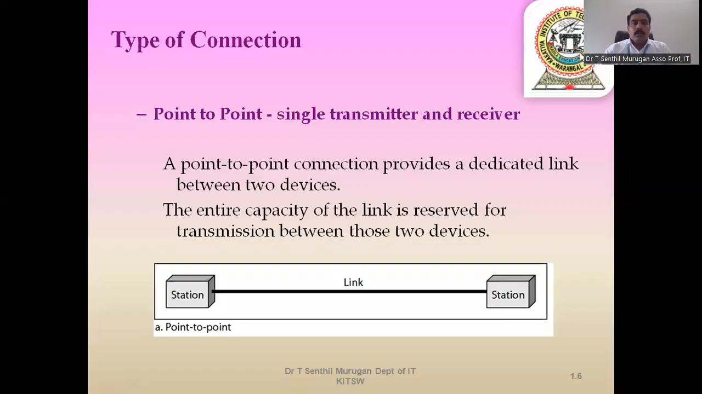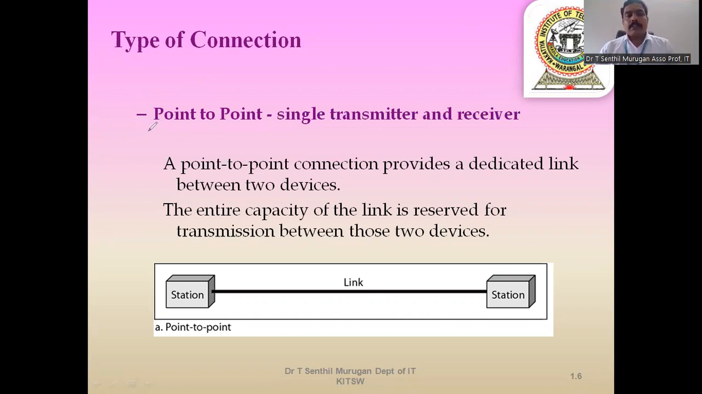Now we are going to discuss types of connections. Here point-to-point connections and multi-point connections are there. Two types of connections are used in computer networks.